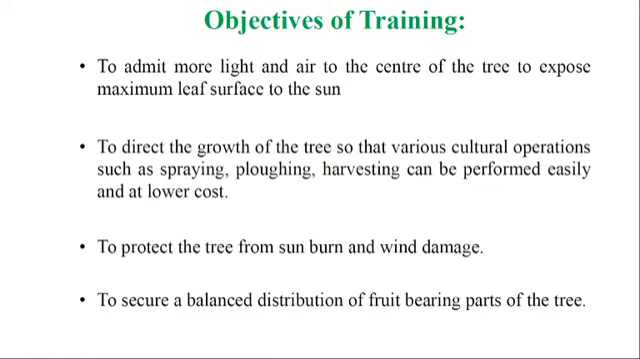Friend, we all know the plants are autotrophic in their mode of nutrition. With the help of the process of photosynthesis, they prepare their own food material, that is, solar energy is converted into chemical energy. For that purpose, one objective of the training is to admit more light and air to the center of the tree to expose maximum leaf surface to the sun. When we expose the maximum leaf surface to the sun, the rate of photosynthesis increases and it produces more and more flowering and fruiting in the plant.